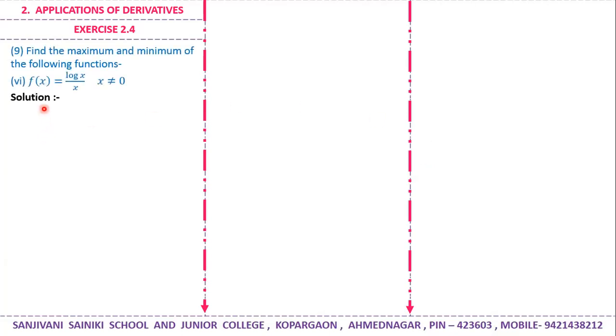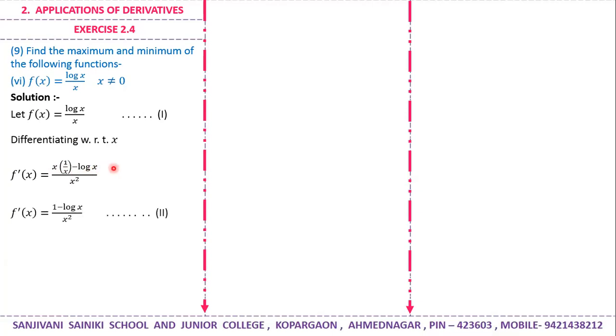Now the next function is f of x is equal to log of x upon x, and here it is given that x is non-zero. So take the function and differentiate with respect to x. What you get? You have to use the quotient rule: square of the denominator as it is, derivative of the numerator, minus numerator as it is, derivative of the denominator. So 1 minus log x upon x square is the derivative of the given function.